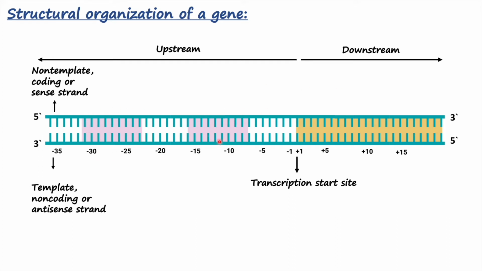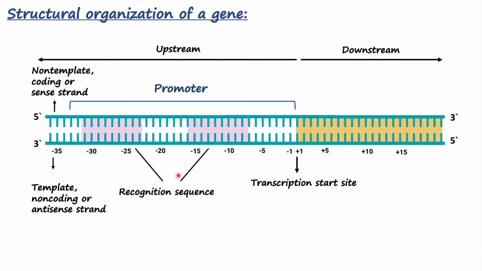The nucleotide sequences present before the transcription start site, specifically the ones highlighted here in pink, are called promoters. These promoters are also called recognition sequences, because this is the sequence that is going to be detected by either a transcription factor or the sigma subunit. So it will eventually be detected by an enzyme or protein to initiate transcription.